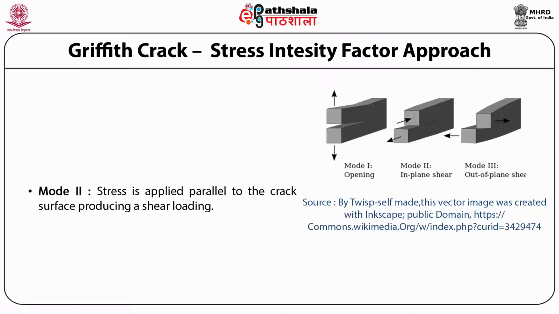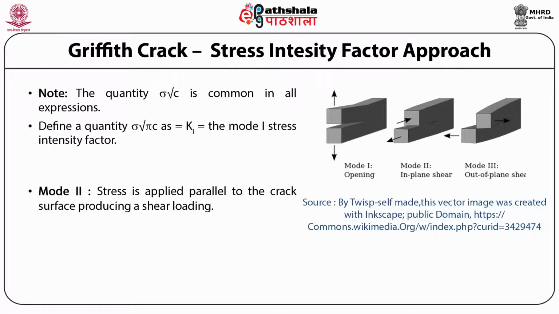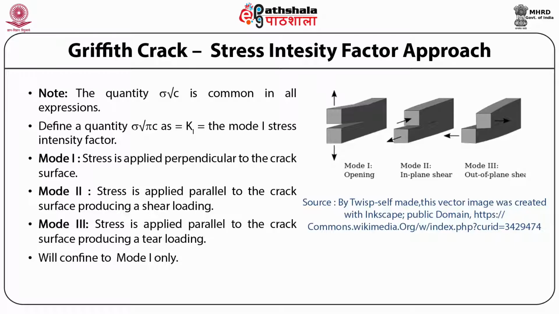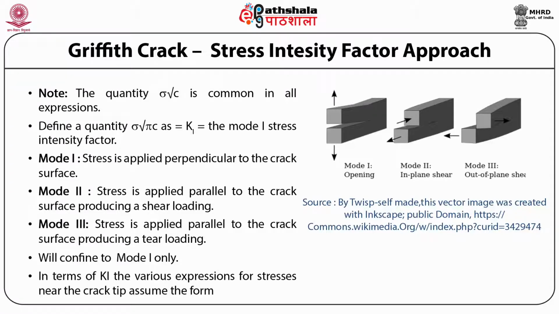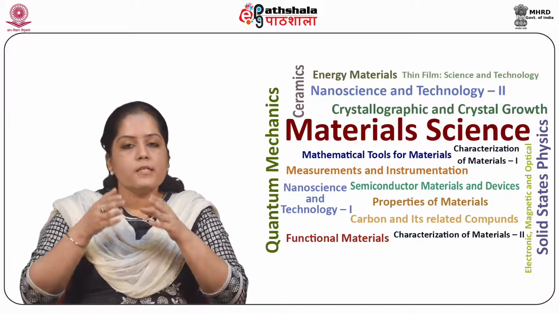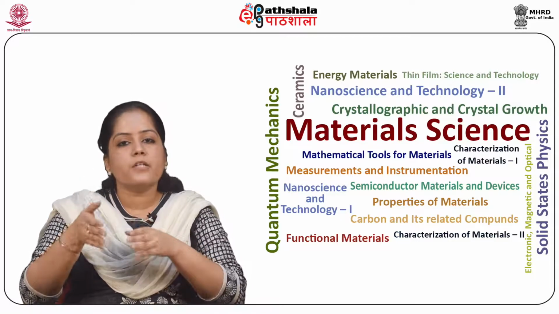So this figure shows us the three modes. Mode 1 refers to the case when the stress is applied perpendicular to the crack surface. In mode 2 and mode 3, the stress is applied parallel to the crack surface, producing a shear loading and a tear loading respectively. So, in terms of K, the various expressions for stresses near the crack tip assume the form sigma x equals Ki divided by root of 2 pi r multiplied by f theta. Ki equals the mode I stress intensity factor, which equals the fracture toughness.